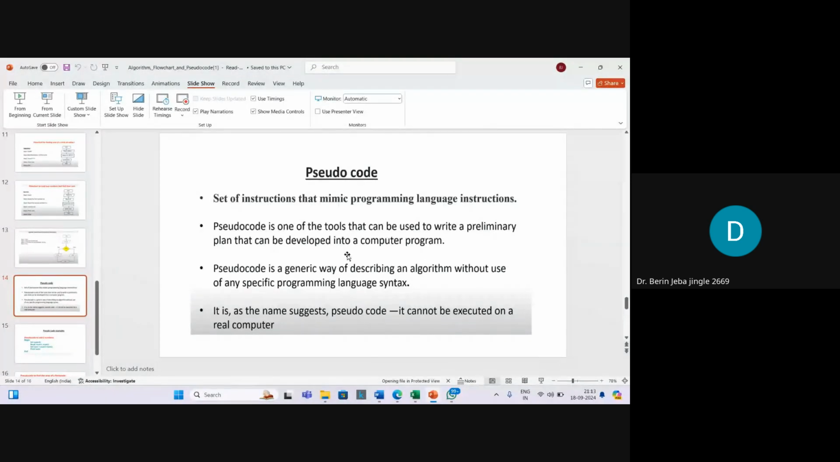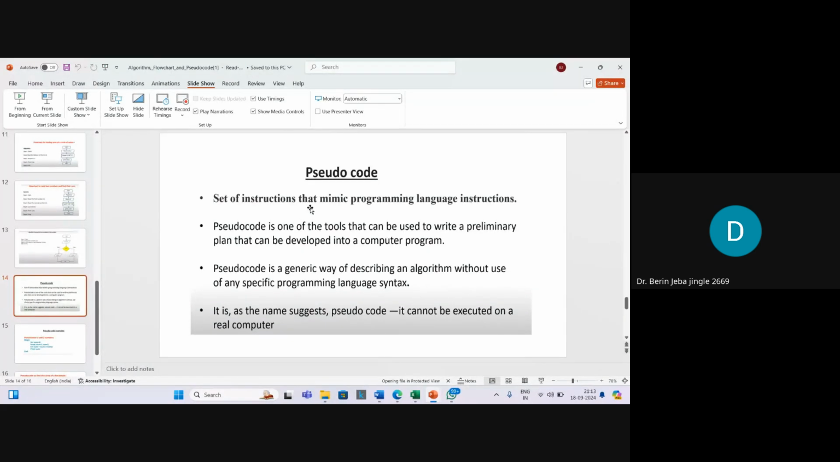Programmers first start with the algorithm. Next, they convert that algorithm to flowchart. Next, they convert that flowchart to pseudocode. Next, they convert the pseudocode to a programming language, C or C++, Java, any programming language. Pseudocode is a tool for writing a big program. Going into a programming language, the initial stage is pseudocode.